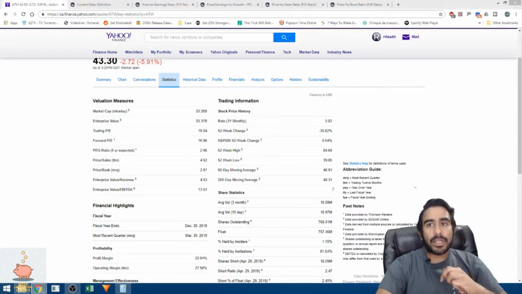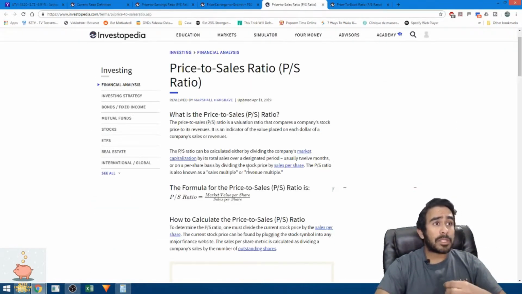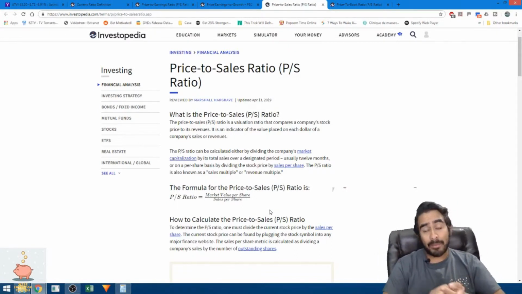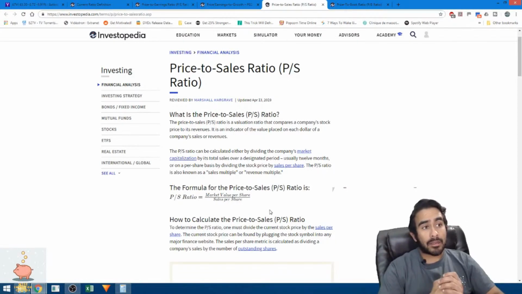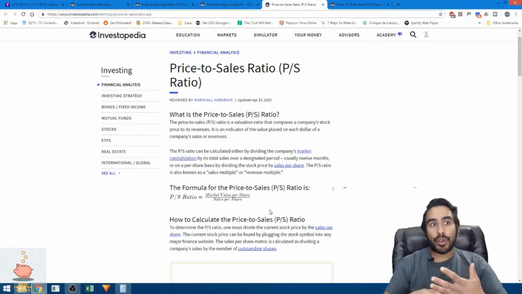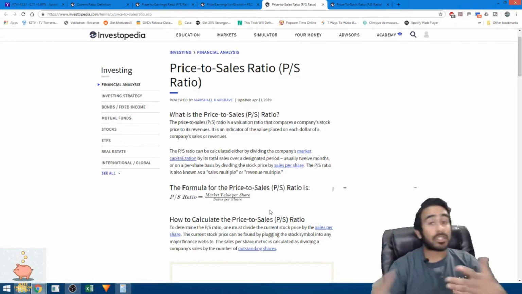And on to the next is price to sales. It's the market value, the market cap, divided by the total revenue, the sales. So this is very important when you want to compare growth stocks.